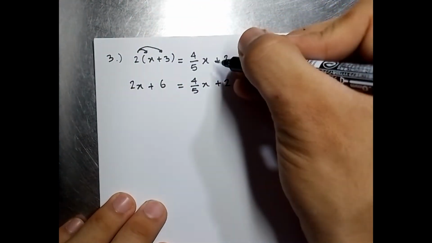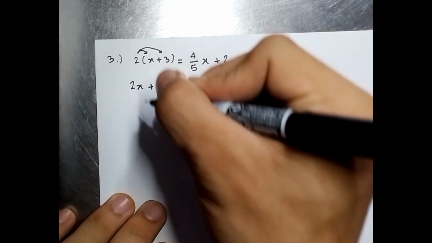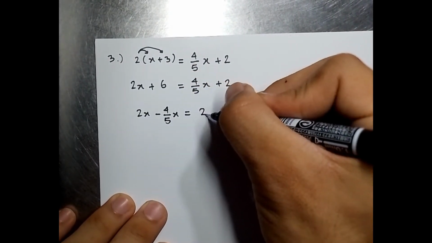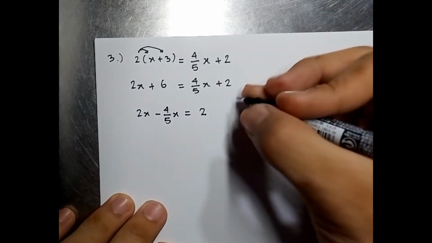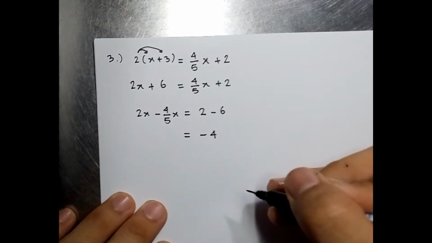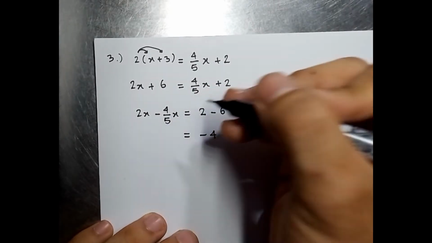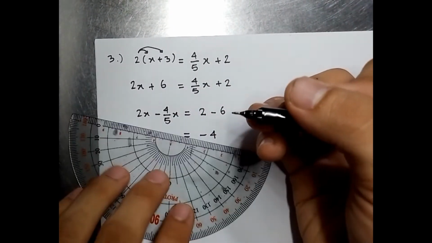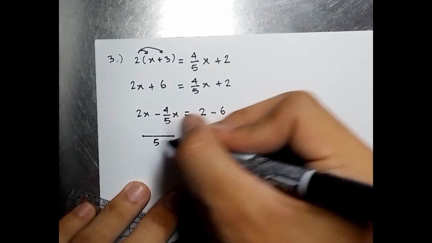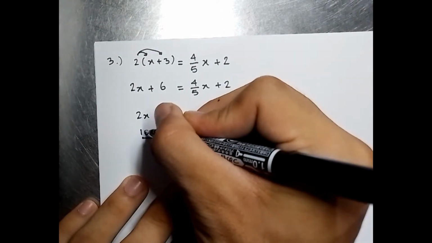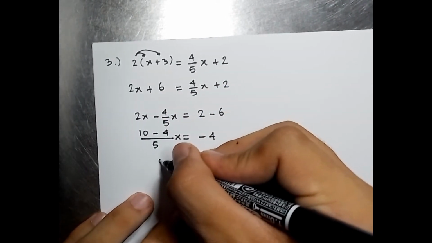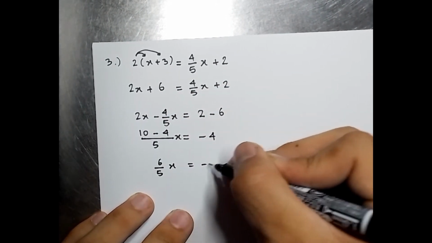And then the first method, we know that we have to throw the variable to the left side. We got negative 4 over 5x, and then 2, throw the 6 to the right side. We got negative 6. Do the subtraction. We got negative 4, and on the left side we will get, okay, so for the bottom part here, we go into 5x, and then we got 10 minus 4. Then we're going to do 10 minus 4 over 5, so it's 6 over 5x equal to negative 4.